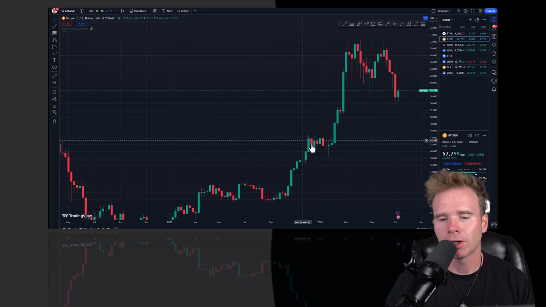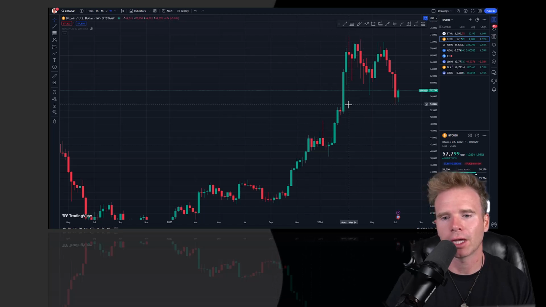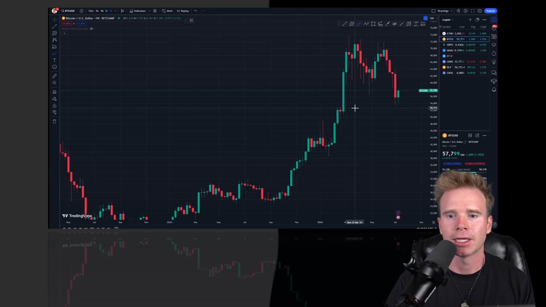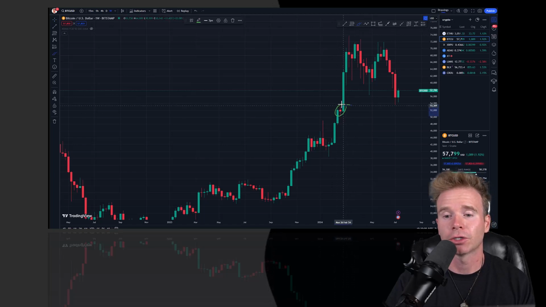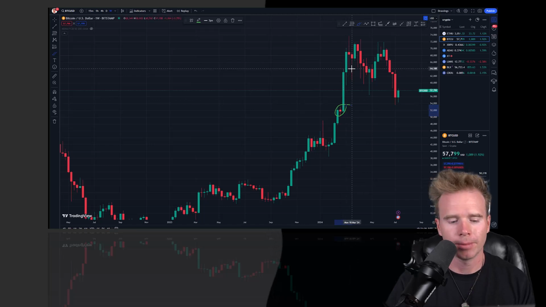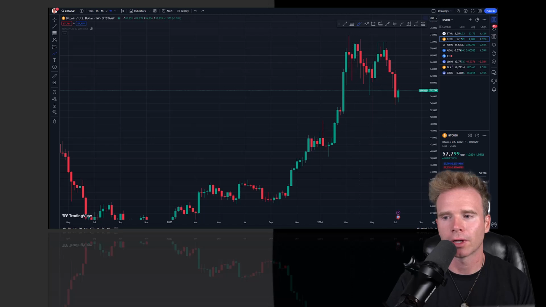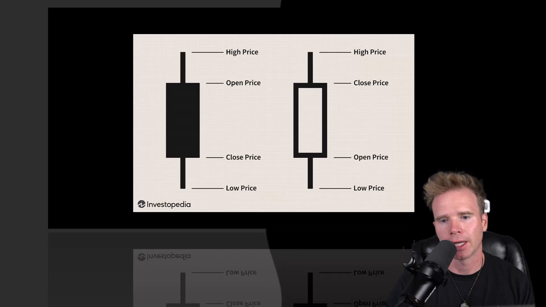But how do we know what any of these mean? If we knew that, hey, this was a spinning top that potentially is a neutral deal that could just be a pause in price, and boom, then we have another big swing up here. So how would we learn how to do that? Well, first off, we need to know how to read candlesticks.